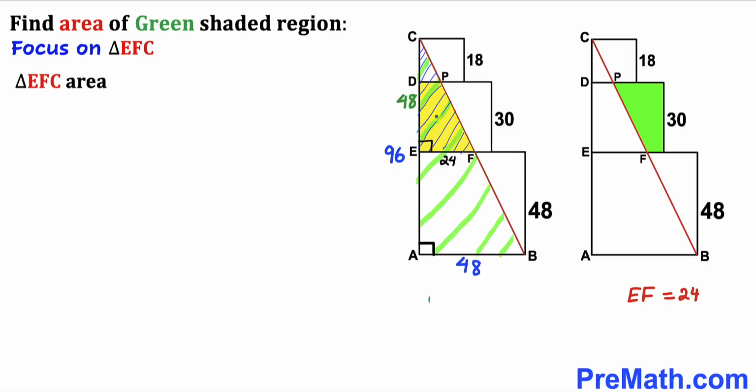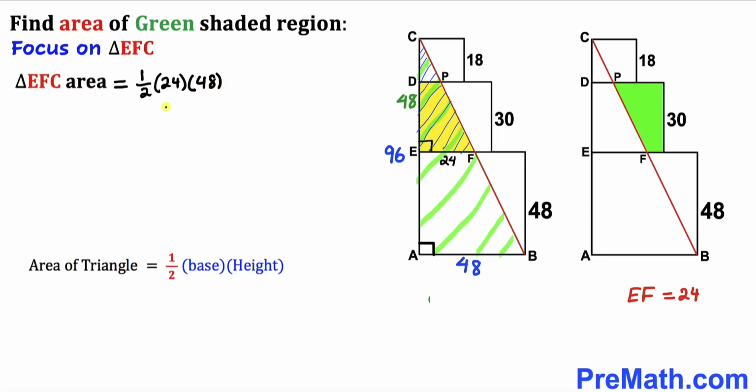Let's go ahead and calculate the area of this right triangle EFC. And now let's recall the area of a triangle formula. Area equals a half times base times height. In our case, our base is 24 and our height of this triangle EFC is 48. So let's go ahead and fill in the blanks in this formula. So the area of this triangle EFC is going to be a half times base is 24 and height is 48.